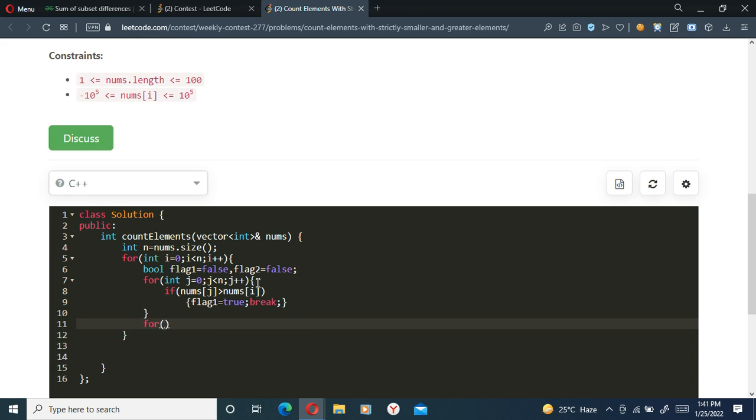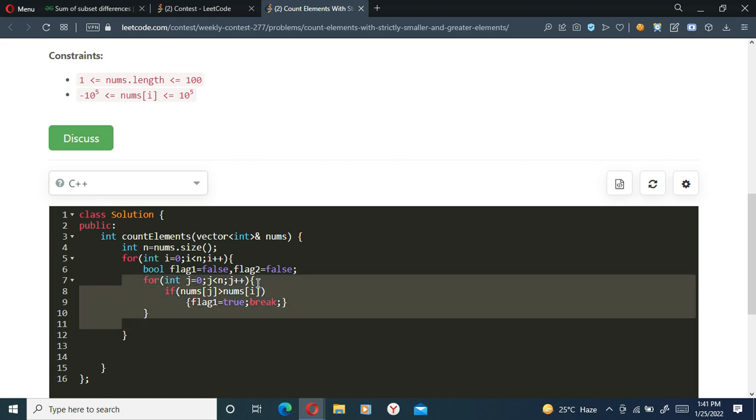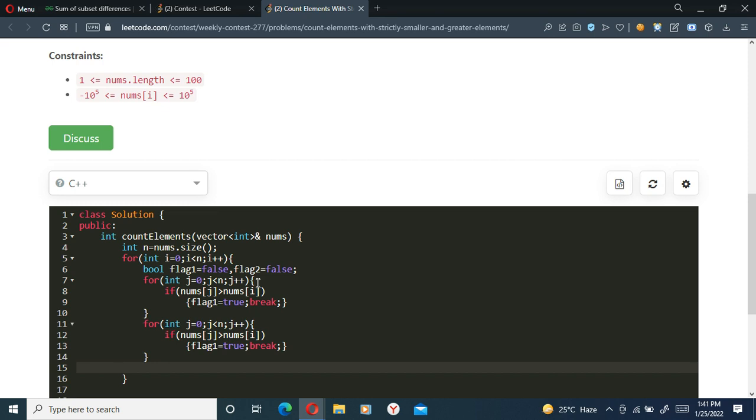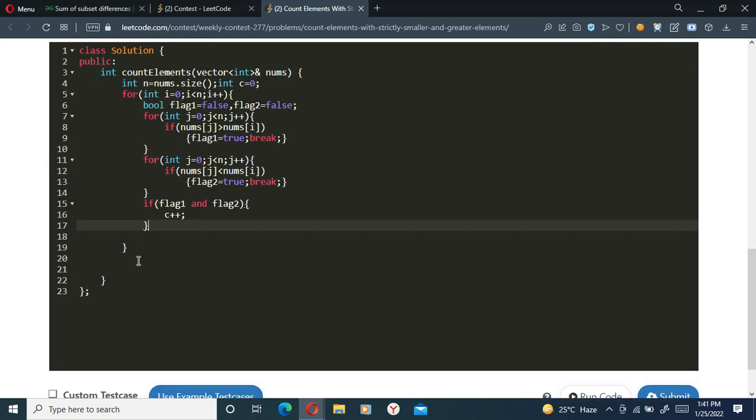Now just find the less than element for the same. Just copy paste this and get it here. Do the same thing, and instead now just find if some element is smaller. So here just do flag 2, and if both flag 1 and flag 2 are true, increment the counter by 1. Let's say there is a counter variable, int c is equal to 0. At the end of the day, just return the value of c.